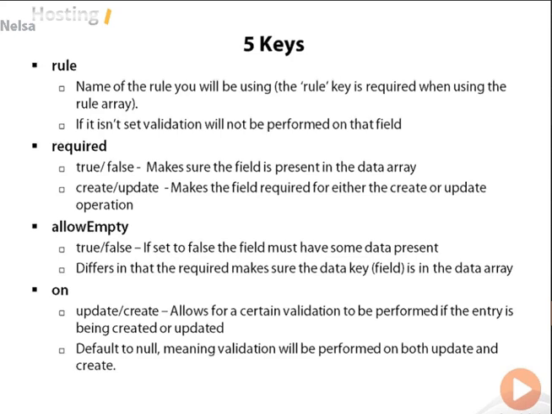The on key takes 2 options. It either can be update or create. This allows for certain validation to be performed if the entry is being created or updated. If you don't set the on to being update or create, it defaults to null, and this means that the validation will be performed on both update and create. Last is the message key. This is a custom validation message that can be set where it will be displayed for the user to see.